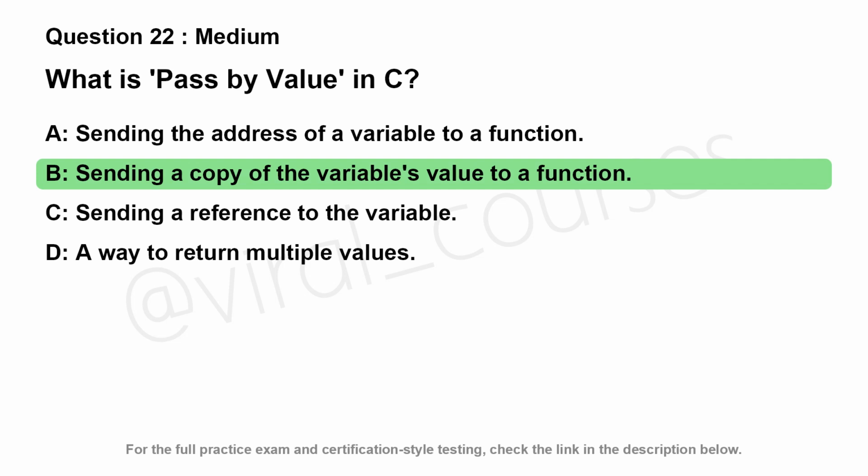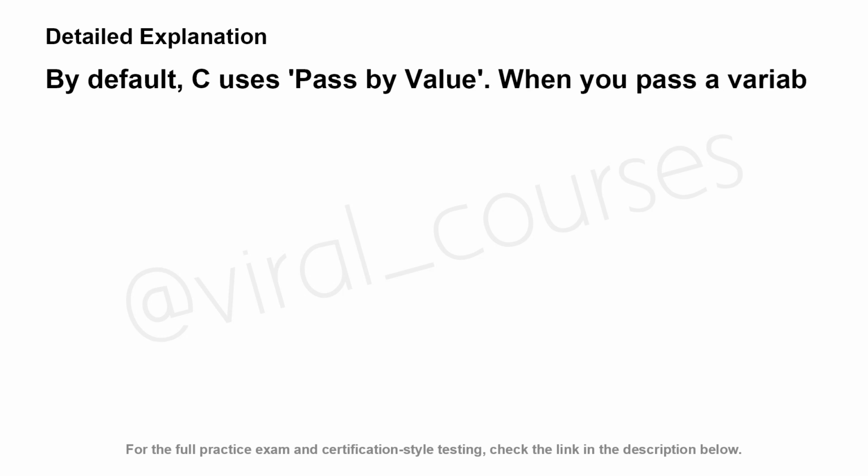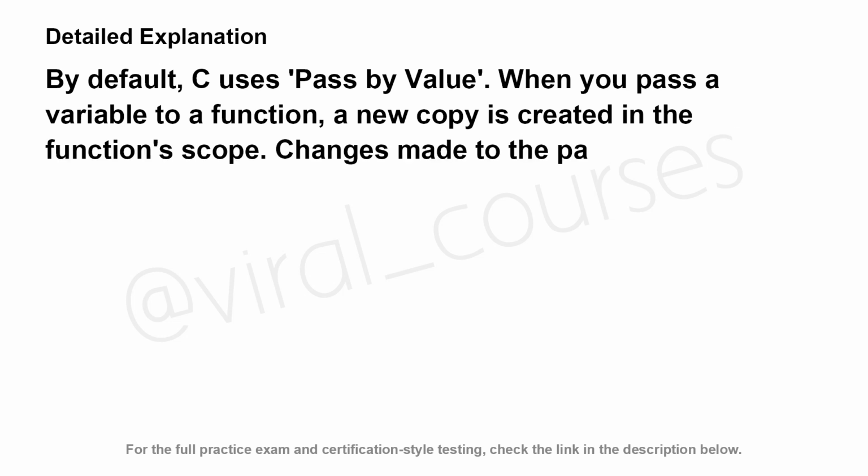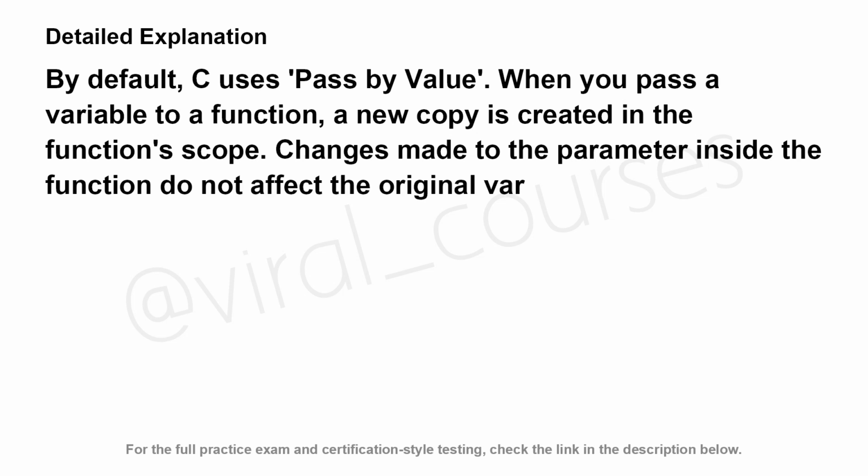The correct answer is B. By default, C uses pass by value. When you pass a variable to a function, a new copy is created in the function's scope. Changes made to the parameter inside the function do not affect the original variable in the calling function.